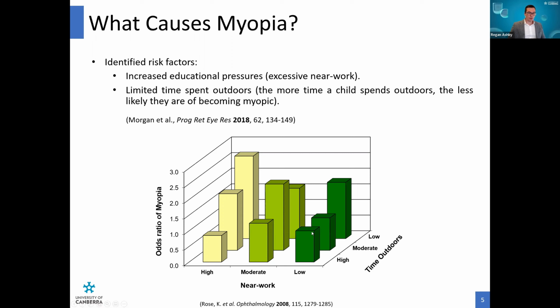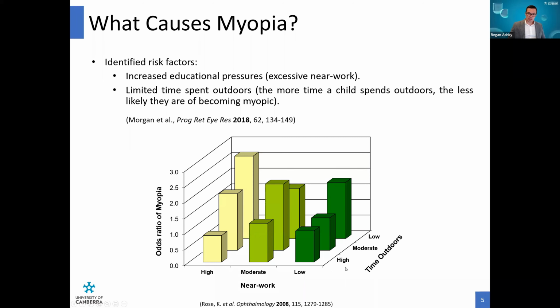And this figure from Rose and colleagues nicely illustrates this. Up the y-axis is the odds ratio of developing myopia. And you can see here, we've got near work and time outdoors as two factors associated with that odds ratio. You can see that children at most risk of developing myopia are those who do high amounts of near work and low amounts of time outdoors.